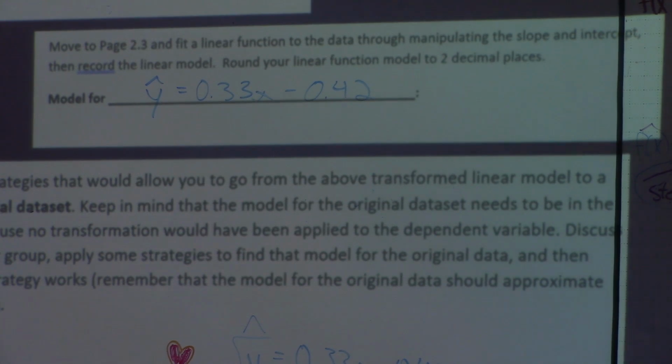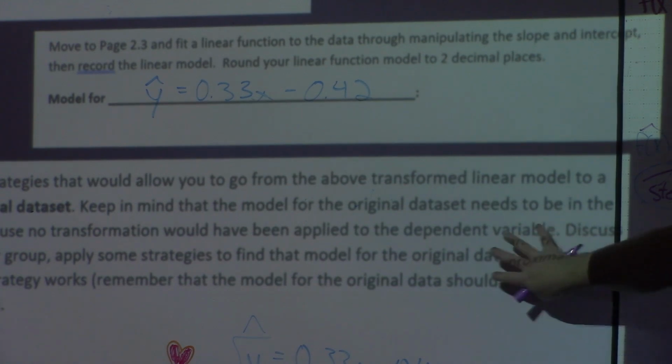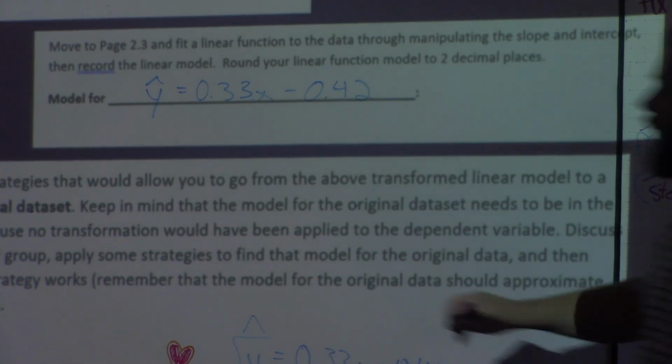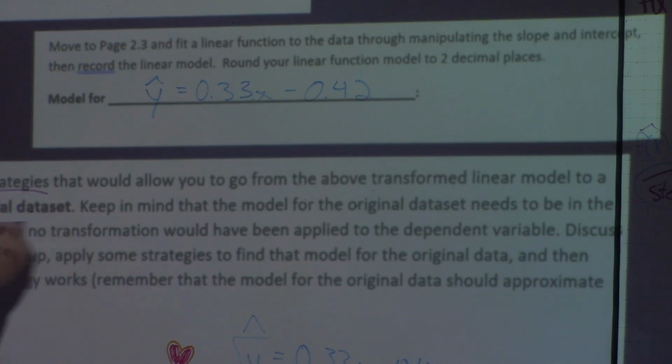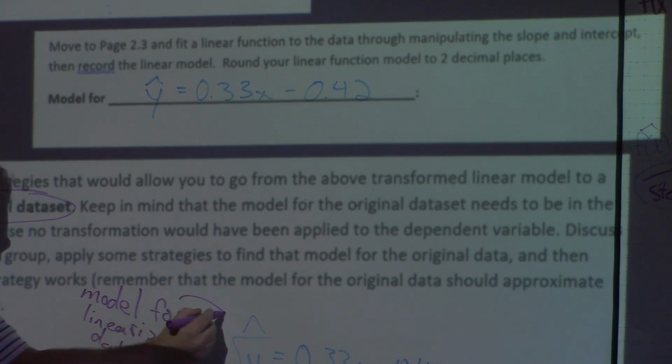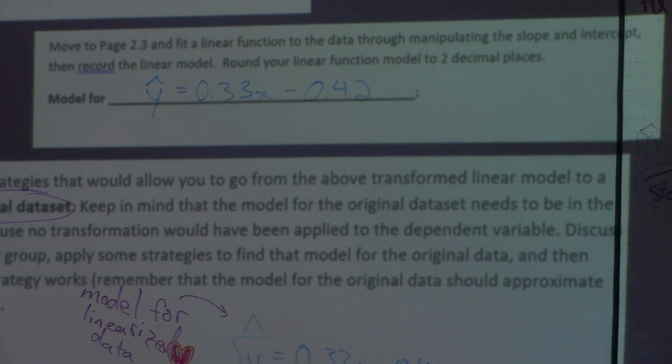Alright, our recap's almost done. We continue working with this though. So, this is the last thing we did on Tuesday. It's what we just did. What can I do to this equation to get a model for the original data set? So here's my model for linearized data. Maybe make that note to yourself: model for linearized data. Right, that's this equation. What can I do to that to get the model for the original data set?